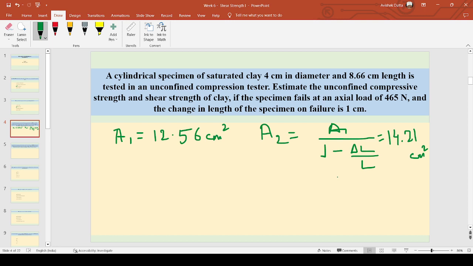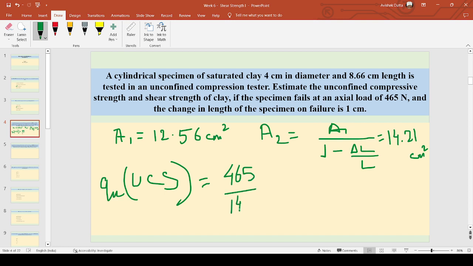So if we have to find out the unconfined compressive strength, then the formula for that is Qu, the unconfined compression test, that will be equal to the load at failure, the axial load, that is 465, divided by 14.21, and that will give us a value first in Newton per centimeter square.